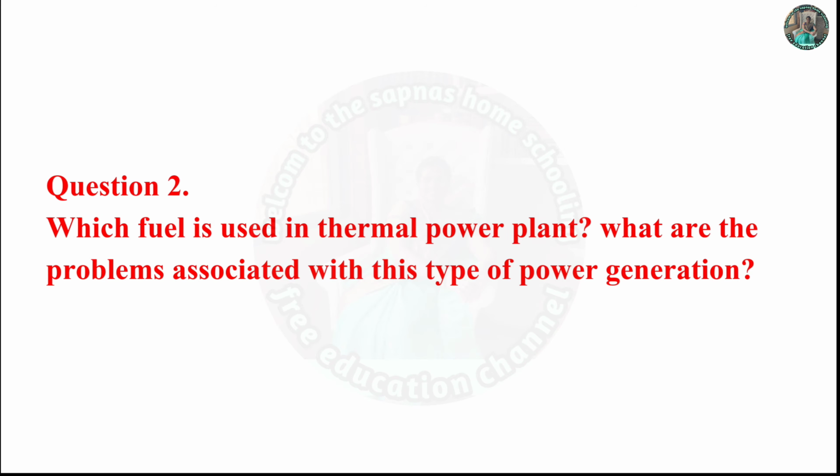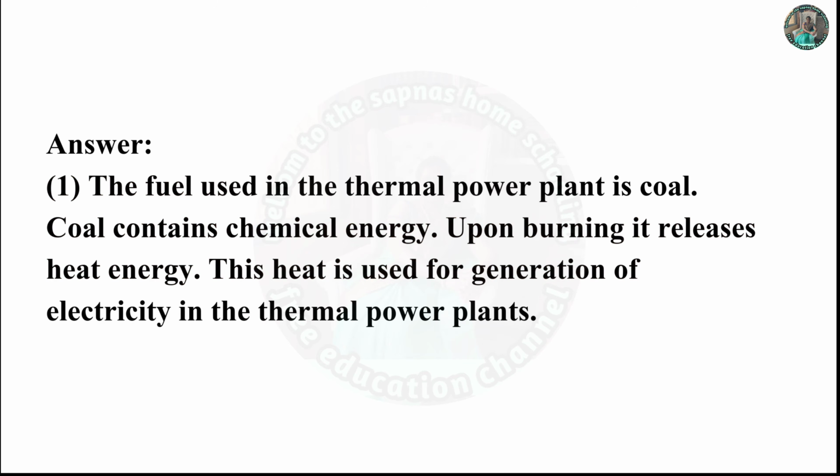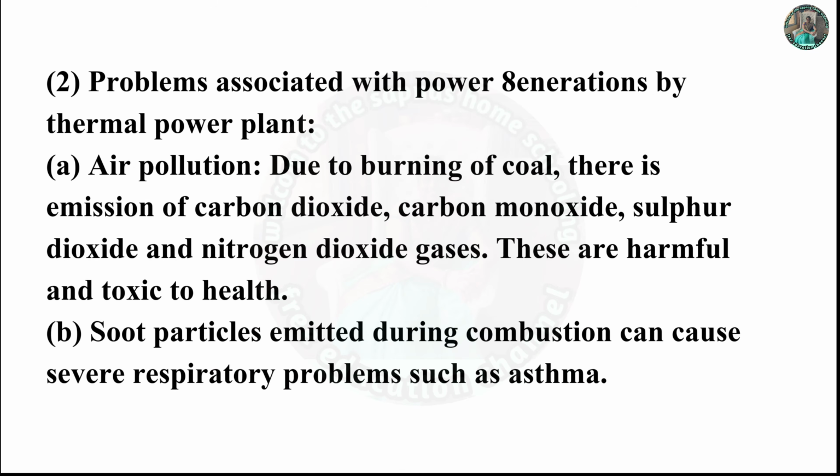Question 2. Which fuel is used in thermal power plant? What are the problems associated with this type of power generation? Answer: the fuel used in the thermal power plant is coal. Coal contains chemical energy. Upon burning, it releases heat energy. This heat is used for generation of electricity in the thermal power plants.